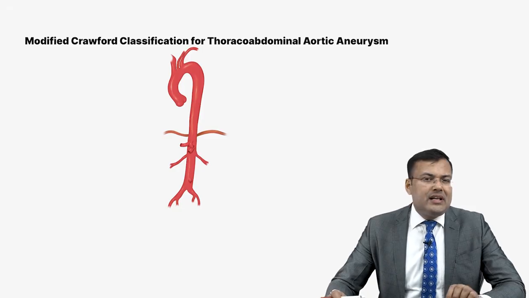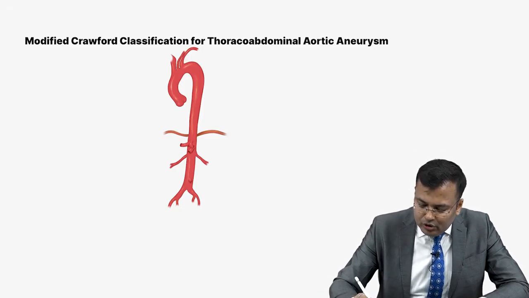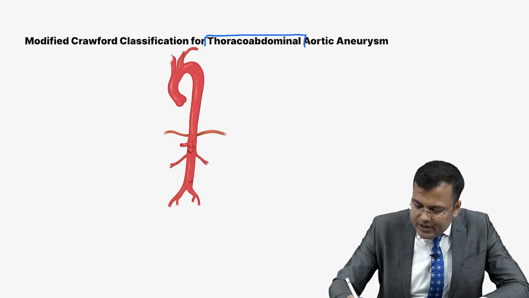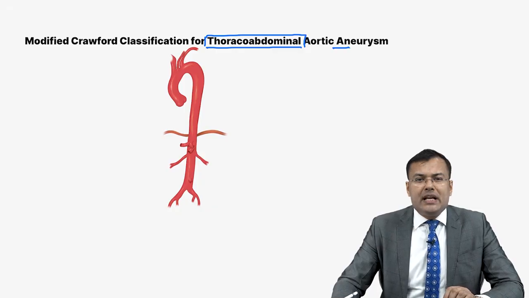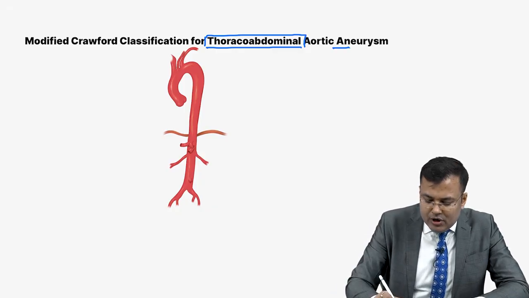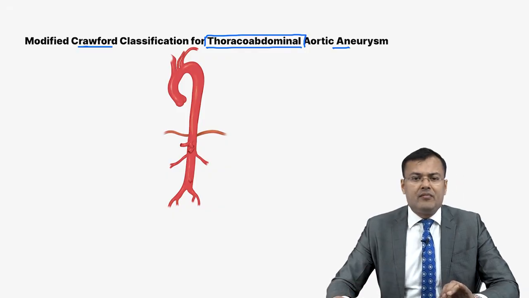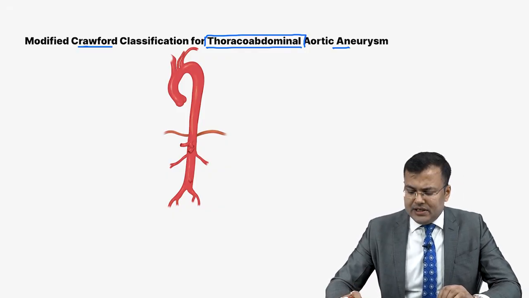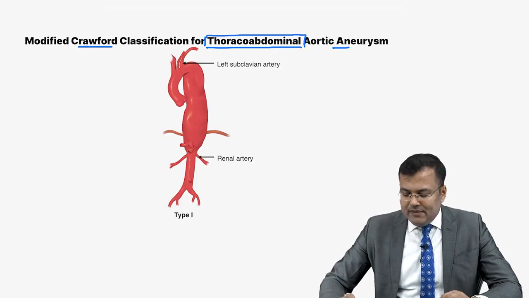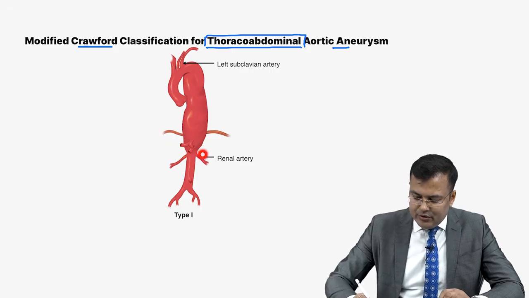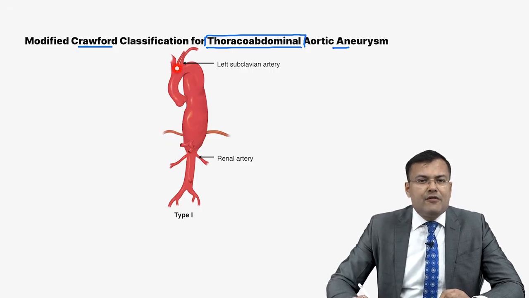Now see the next. There is a classification system for thoracoabdominal aortic aneurysm. And what's the name? This is the modified Crawford classification. So what is type 1? You can see the extent in type 1 from left subclavian artery till suprarenal aorta. So type 1 extends from left subclavian artery till suprarenal aorta.